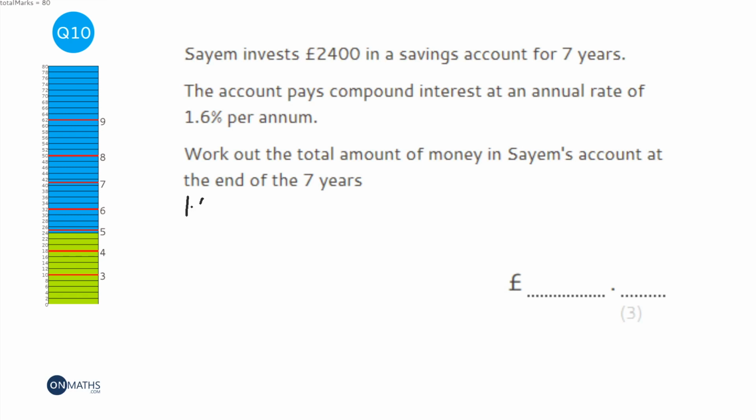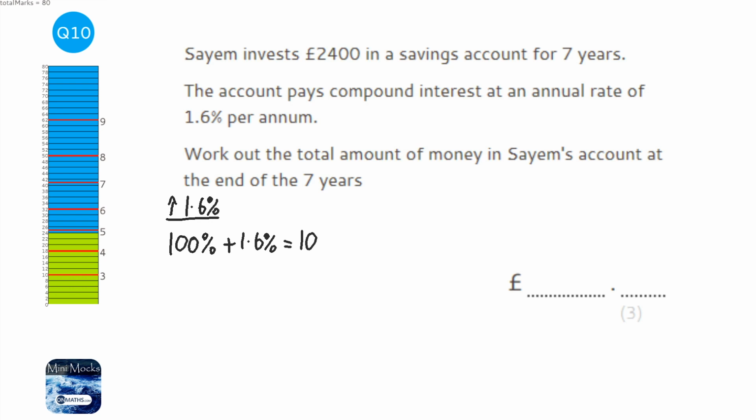Okay, so to use the multiplier method, we need to work out what we're doing. So we're increasing by 1.6% because it's a savings account, and if your money goes down in a savings account, you wouldn't be happy with it. So to use the multiplier method, you start off with 100%. You add or take away the percentage depending on the question. Here we're adding because it's going up by 1.6%, and we're going to end up with 101.6%.